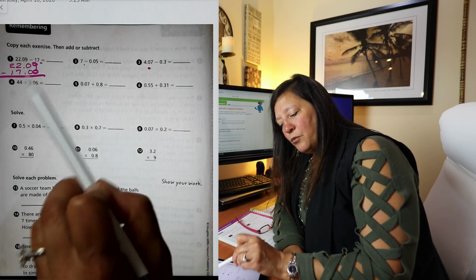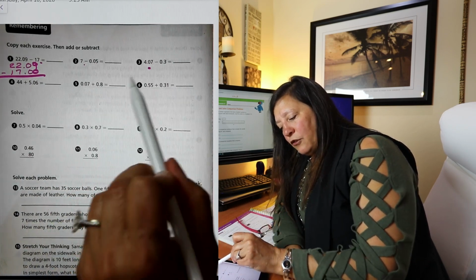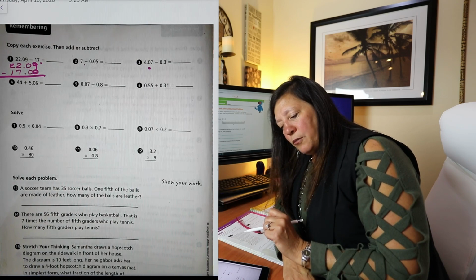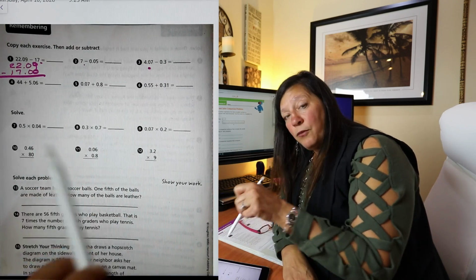Remember, we add zeros where there are missing numbers. Make sure you do the same on each one of those problems. If it's a whole number, the decimal goes after.